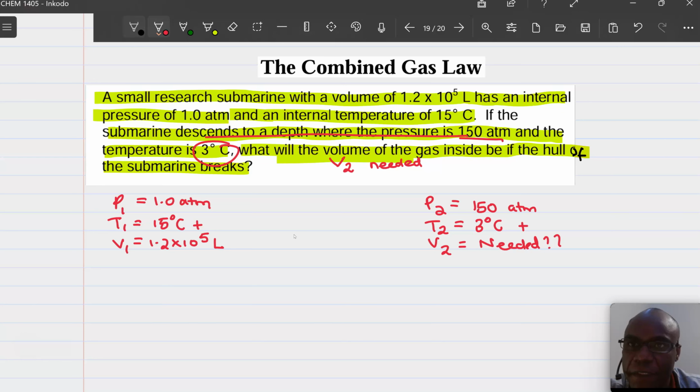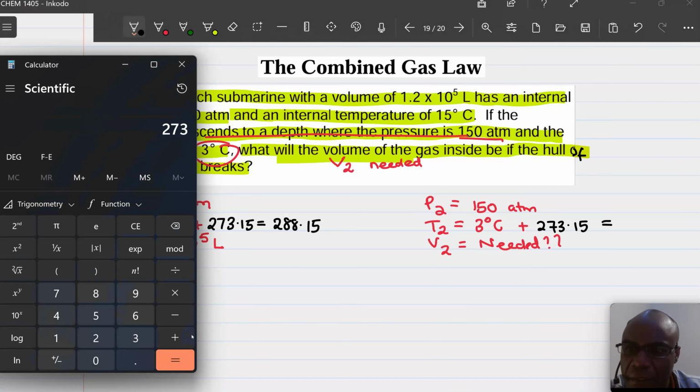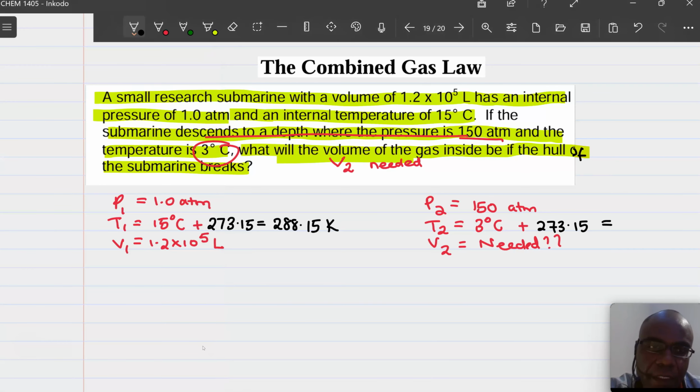So let me firstly convert my temperature from Celsius to Kelvin by adding 273.15. For this one, I think this is 288.15 if I add those two, right? See, 273.15, we add 15. Yeah, and then here is just going to be 276.15 Kelvin.